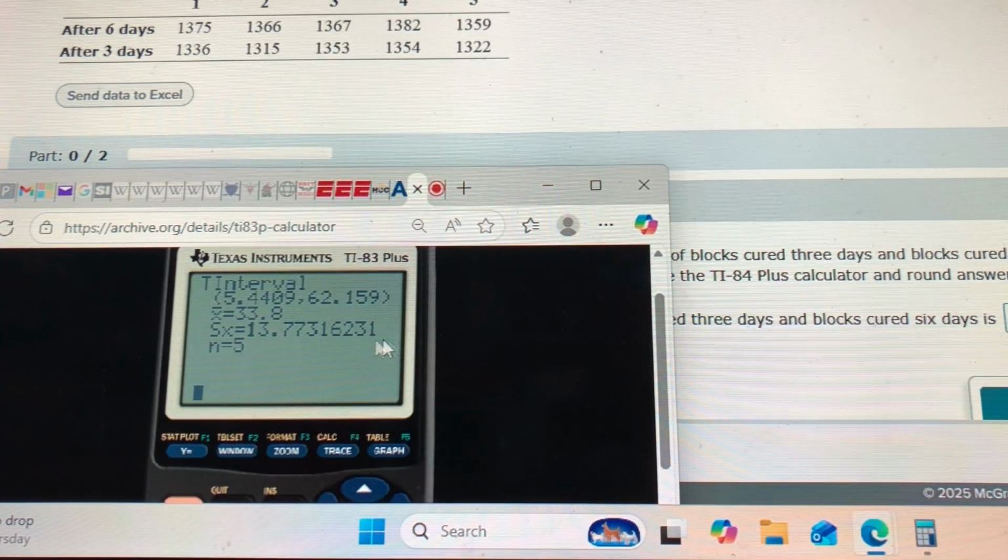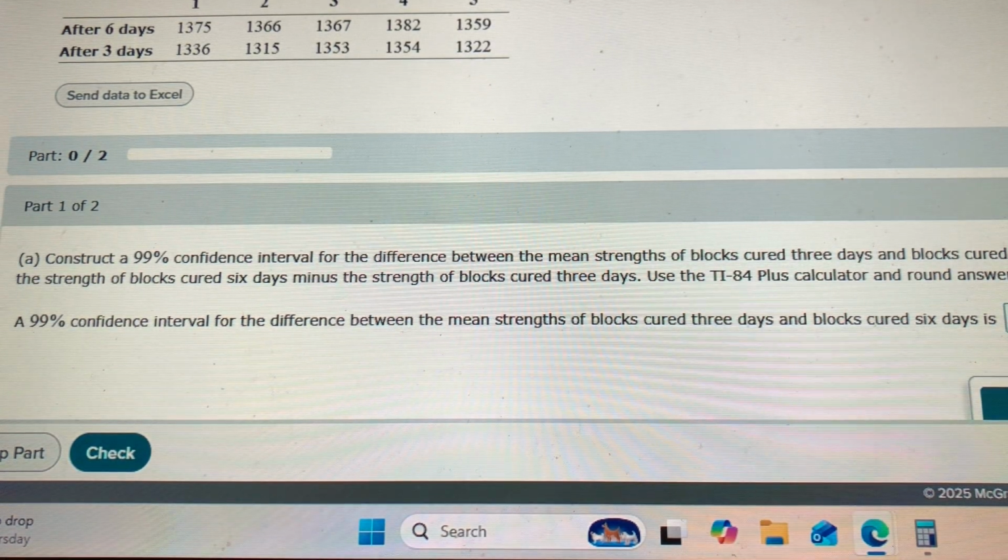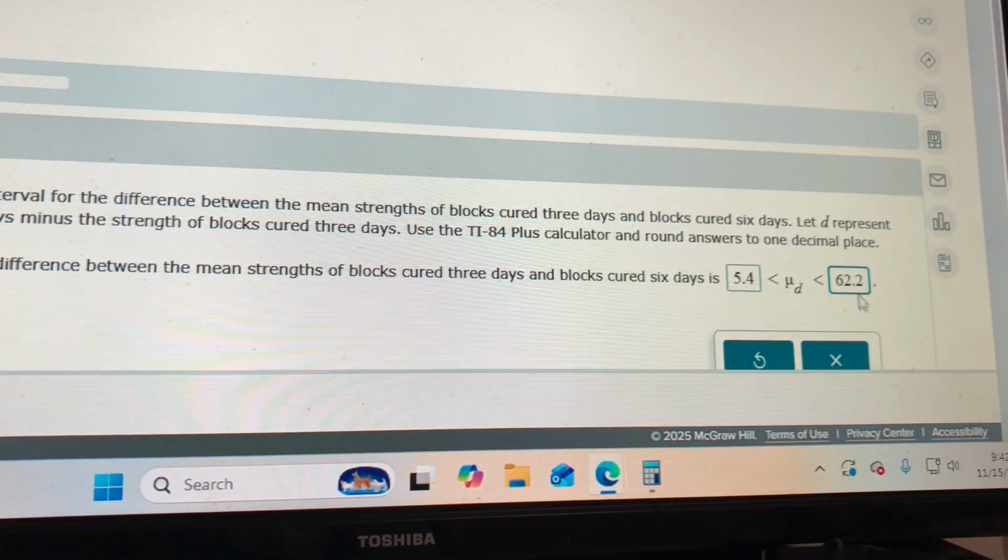5.4 and 62.2, because there's a 1.5 there, so 62.2. And you can't see it because it's way over here. 62.2.